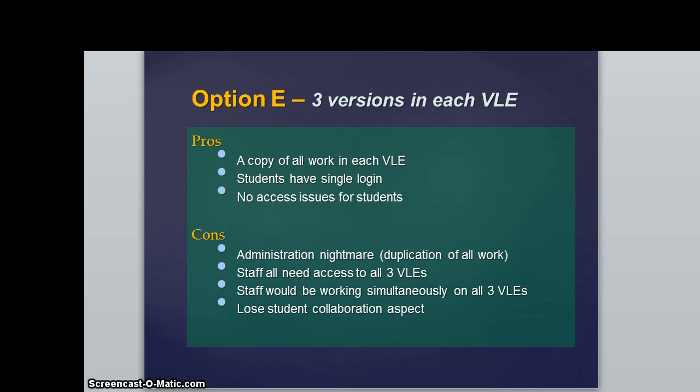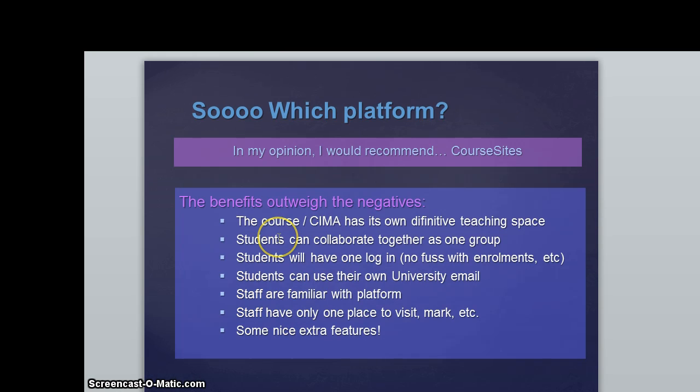Right, option E was the invisible option, because this didn't really come across as viable. At first look, having 3 versions, one in each VLE, so Newcastle have their own version, Sheffield their own, Liverpool their own, it might sound nice. It means a copy of all work in each VLE, and students end up having only one login, so they enrol at Newcastle, they log in at Newcastle. Liverpool the same. And no access issues for students, but there are cons.